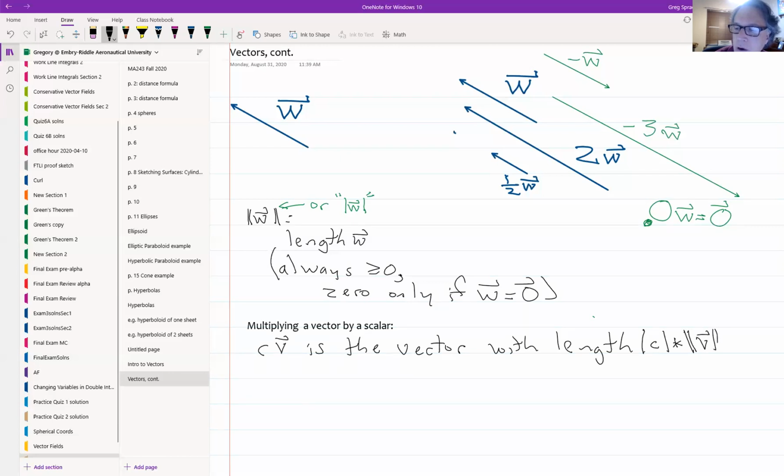Okay, I wrote a star there. It means multiplication. I didn't write a dot because very soon we'll be doing dot product, and I want to emphasize it's not a dot product. It's just a product of two numbers. All right. Notice the absolute value of C is a non-negative scalar, and the length of V is also a non-negative scalar. So their product is a non-negative scalar. So that's how long CV is.